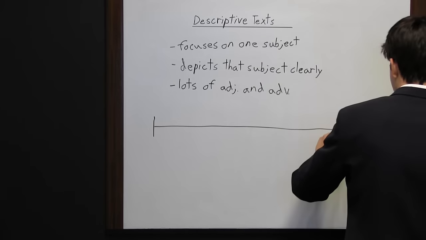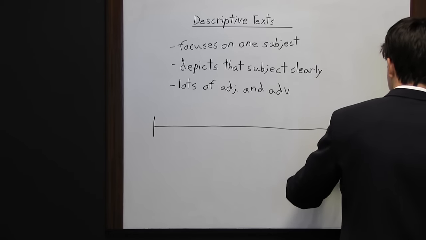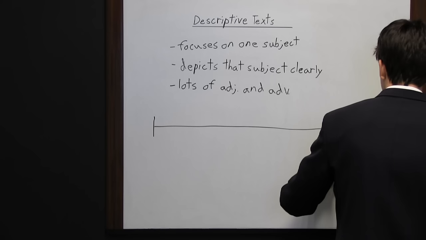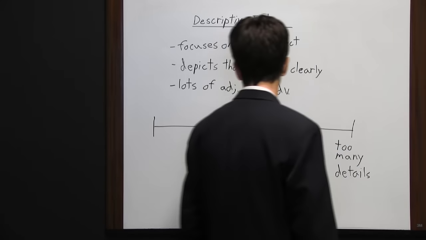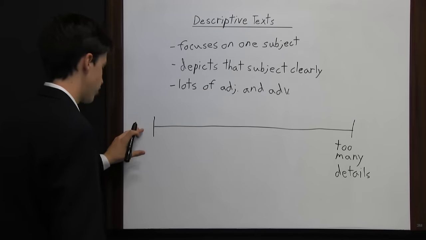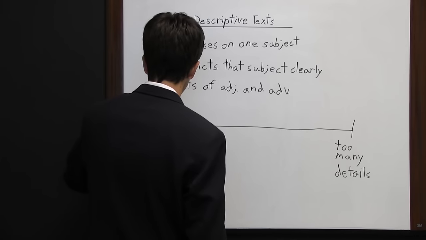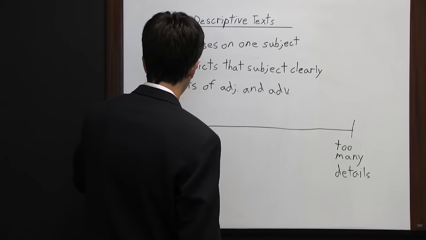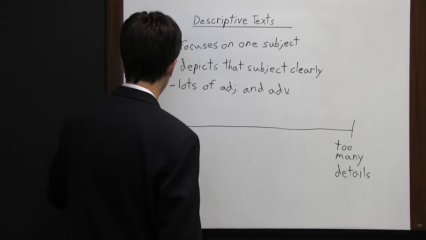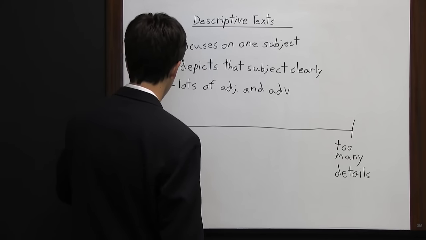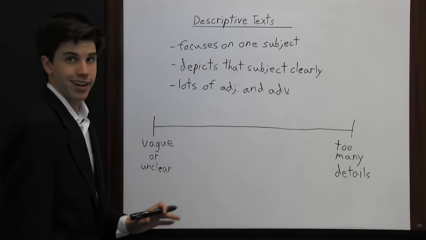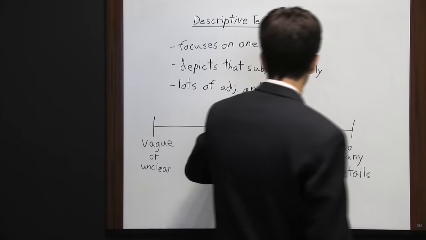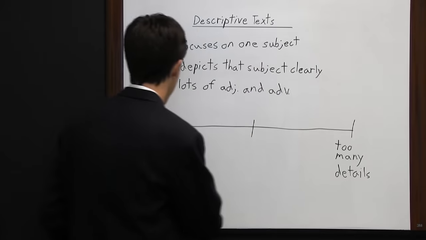So over here you have too many details. Because even though the writer is trying to include lots of details, there can be too many. But on the other end of the spectrum over here, if there's not enough details, the paper can be vague or unclear. So what the writer is trying to accomplish here is a happy medium, somewhere in the middle, where the paper is not vague or unclear.